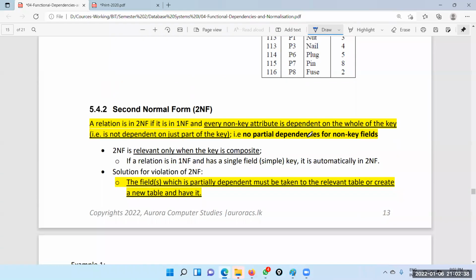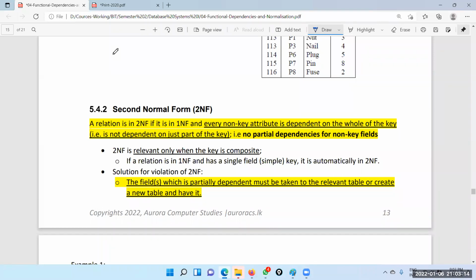So second normal form says a relation is in 2NF if it is in 1NF. Obviously, if it is not in 1NF, you don't have to think about 2NF anyway. If it is in 1NF and every non-key attribute is dependent on the whole of the key and not on just part of the key, right? This is more important when you have composite primary keys.